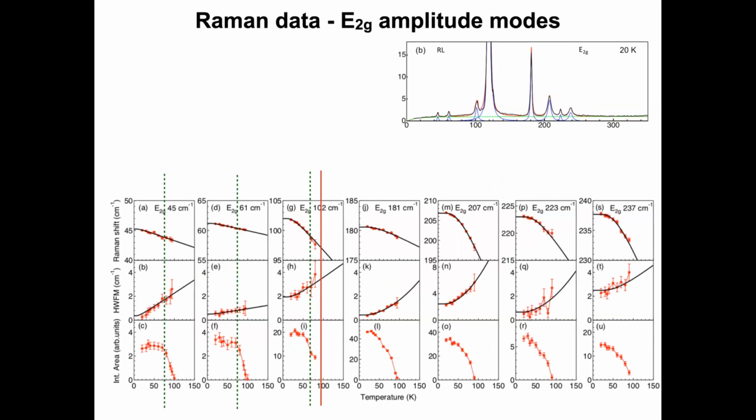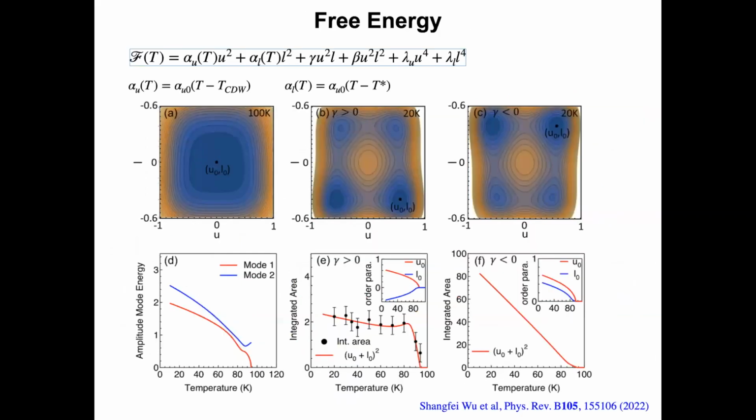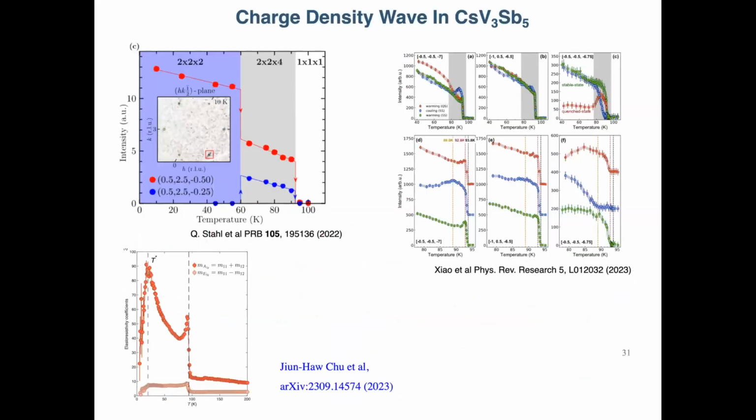And for the modes of this C2G representation, more anomalies are clearly seen. The red line is the TCDW, and there is another line, T star, where something happens, which most likely is a rearrangement of these compositions of the displacement, which still preserves the symmetry, but the amplitudes come differently and the interference pattern is different. And that, again, can be described with this model, and we discussed that here.